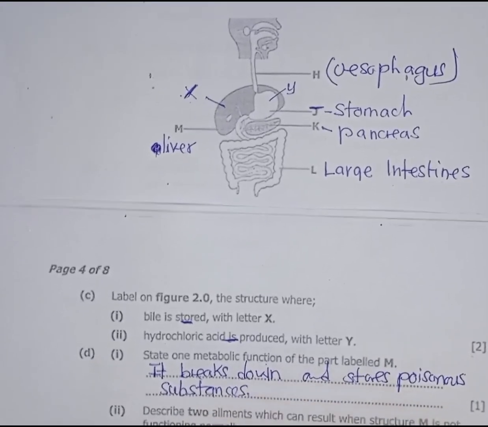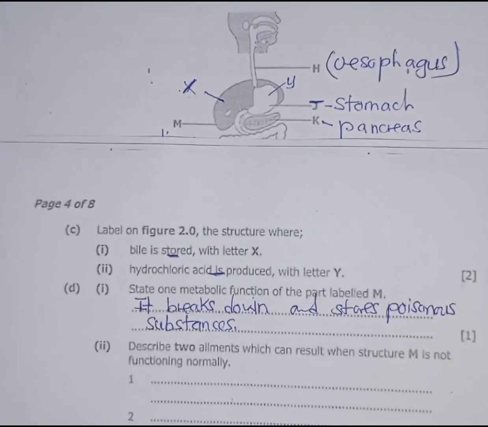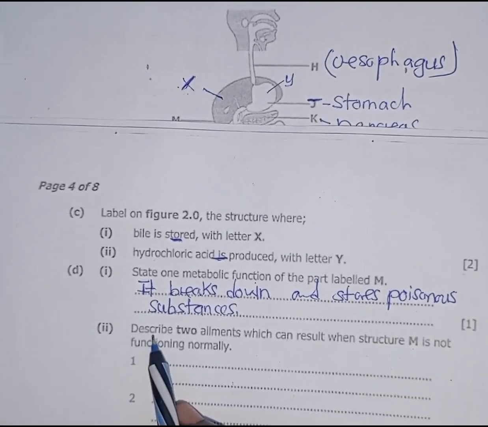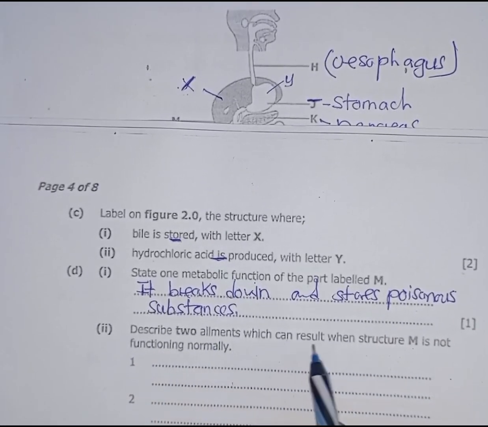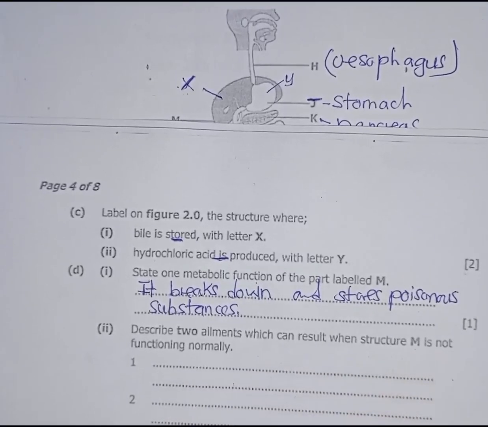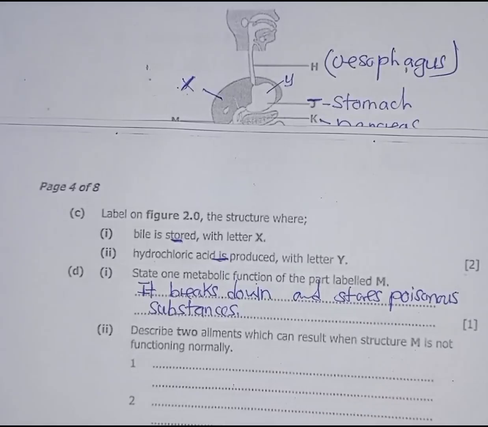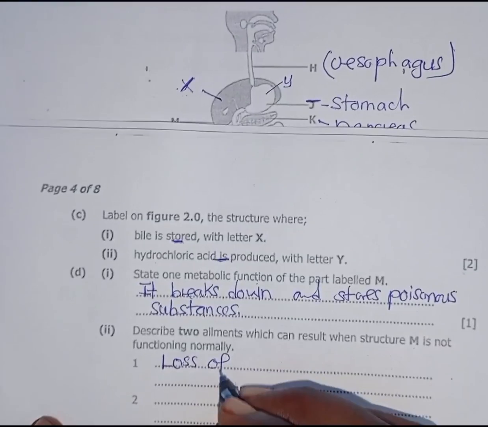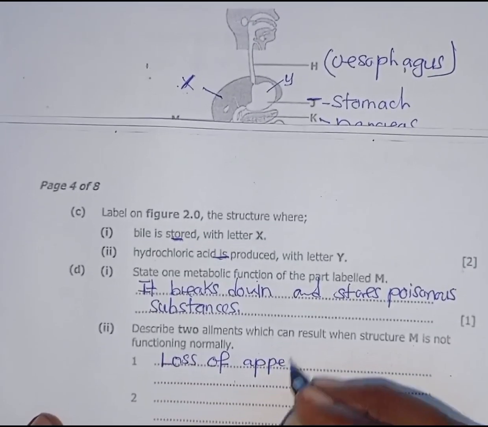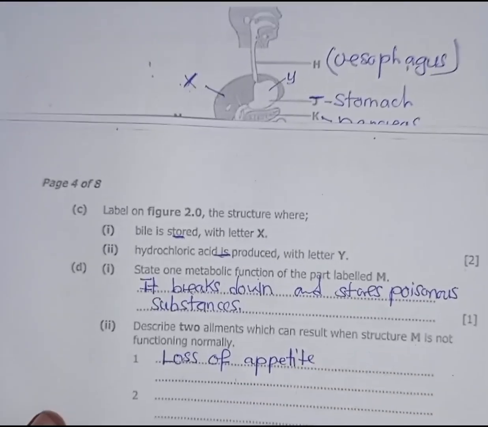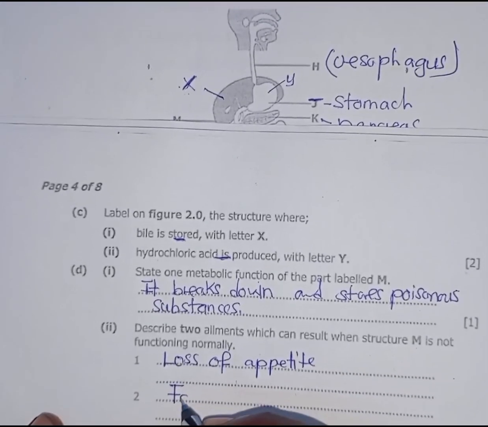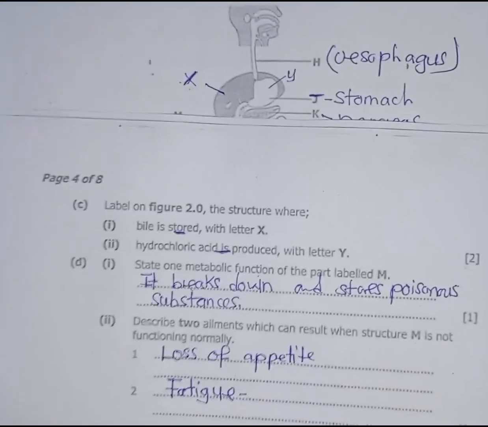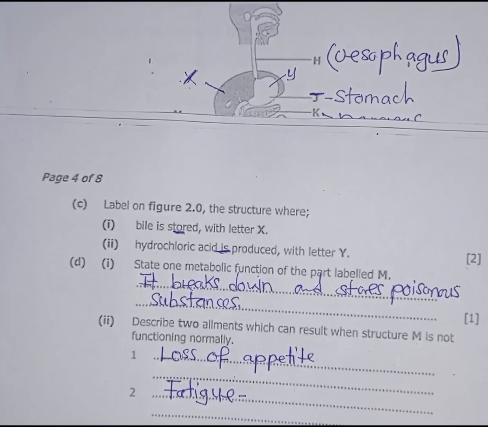I guess we are moving together just like this. We move now to the next question. The next question is telling us, describe two ailments which can result when structure M is not functioning well. When the liver is not functioning well, you get loss of appetite. And you get some fatigue, which we call persistent tiredness and weakness.